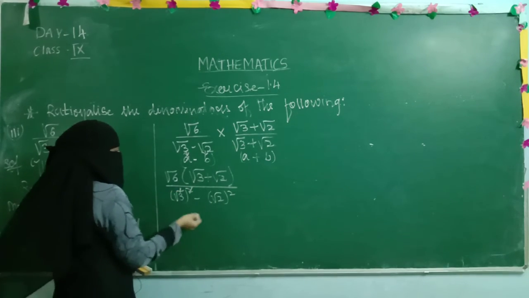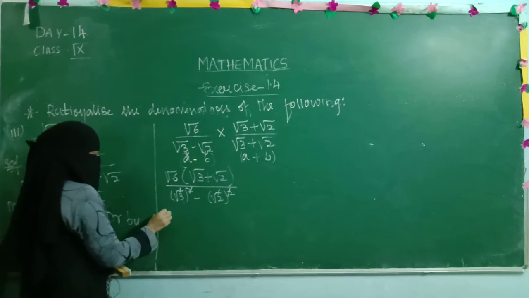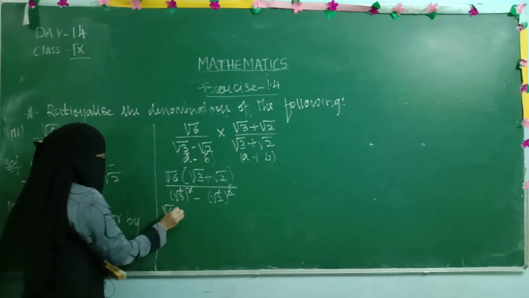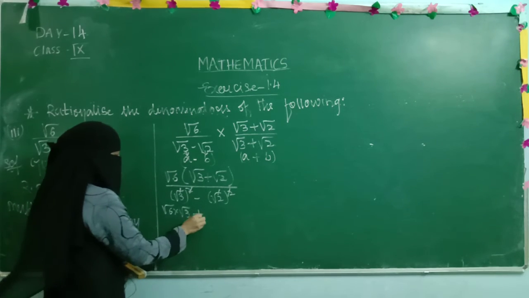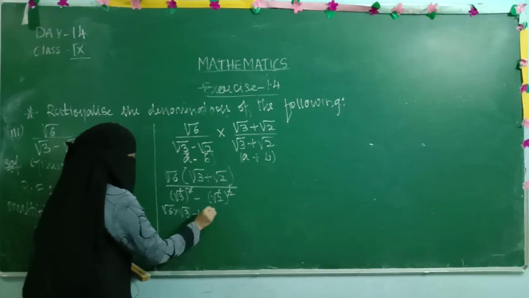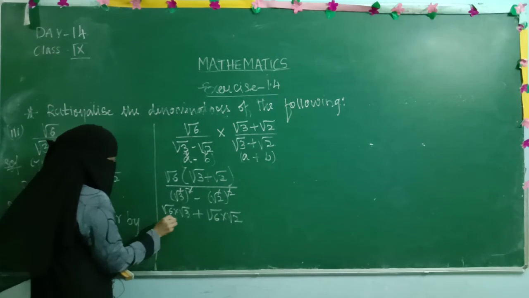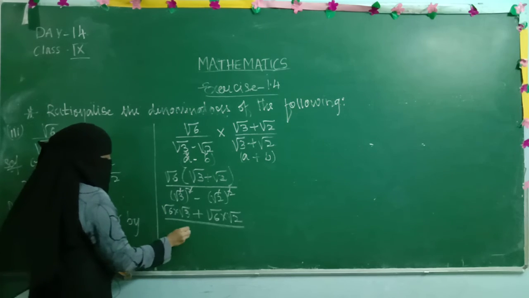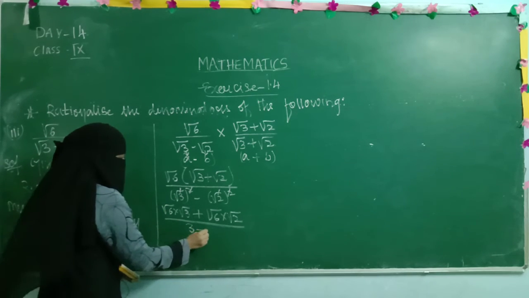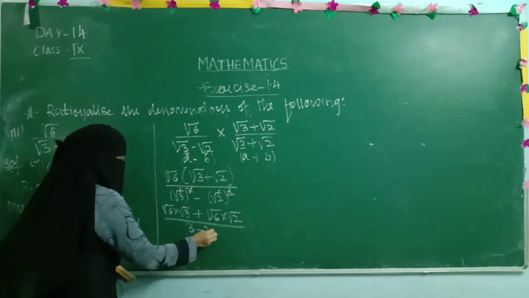This square and root get cancelled. Now root 6 into root 3, then plus sign, plus root 6 into root 2, and this we are dividing by, now this got cancelled, how much is left, 3 minus, this got cancelled and we are having only 2, so 3 minus 2.